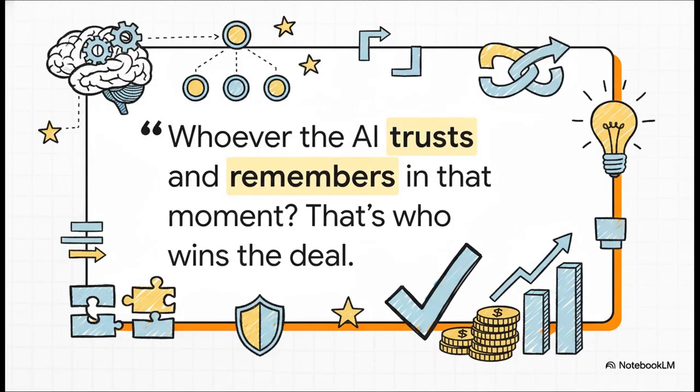And this is the bottom line, folks. It's not just about being number 1 for some keyword anymore. It's about what Jason Barnard says. Whoever the AI trusts and remembers in that moment, that's who wins the deal. It's that simple. Trust is the new currency. That's what turns a search into a sale.